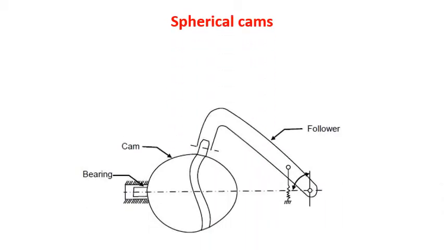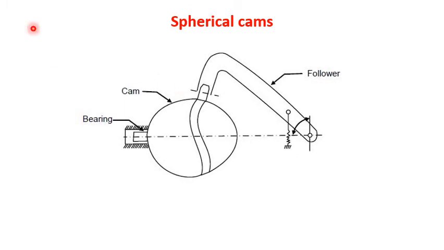Next one, spherical cams. In the case of spherical cams, the cam is in the form of a spherical surface which transmits motion to the follower. Here the follower oscillates about an axis perpendicular to the axis of rotation of the cam.